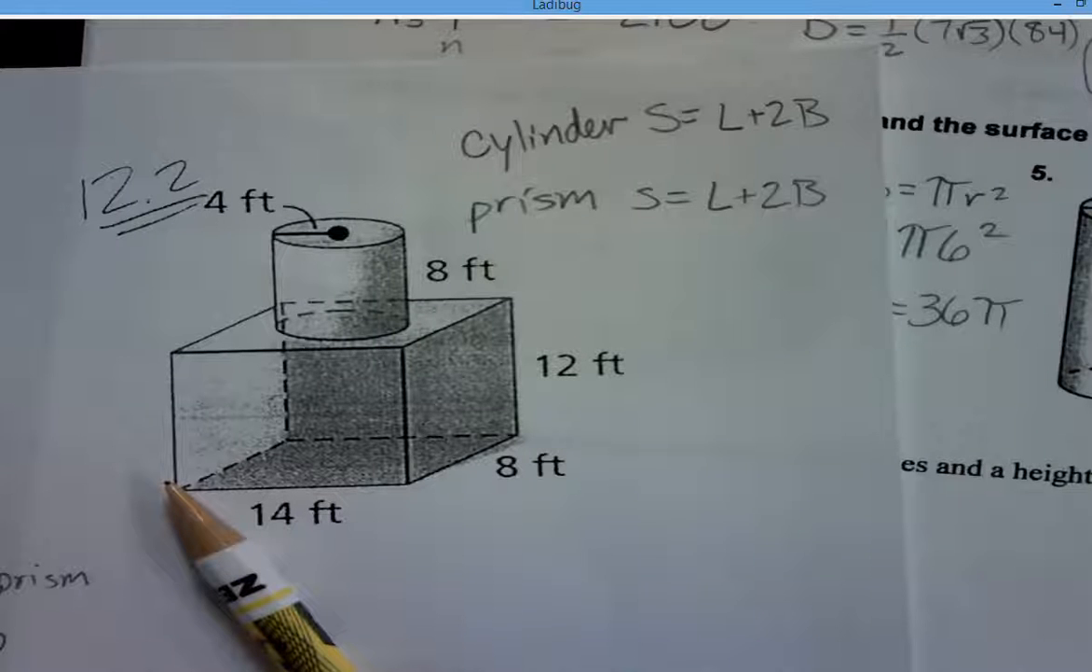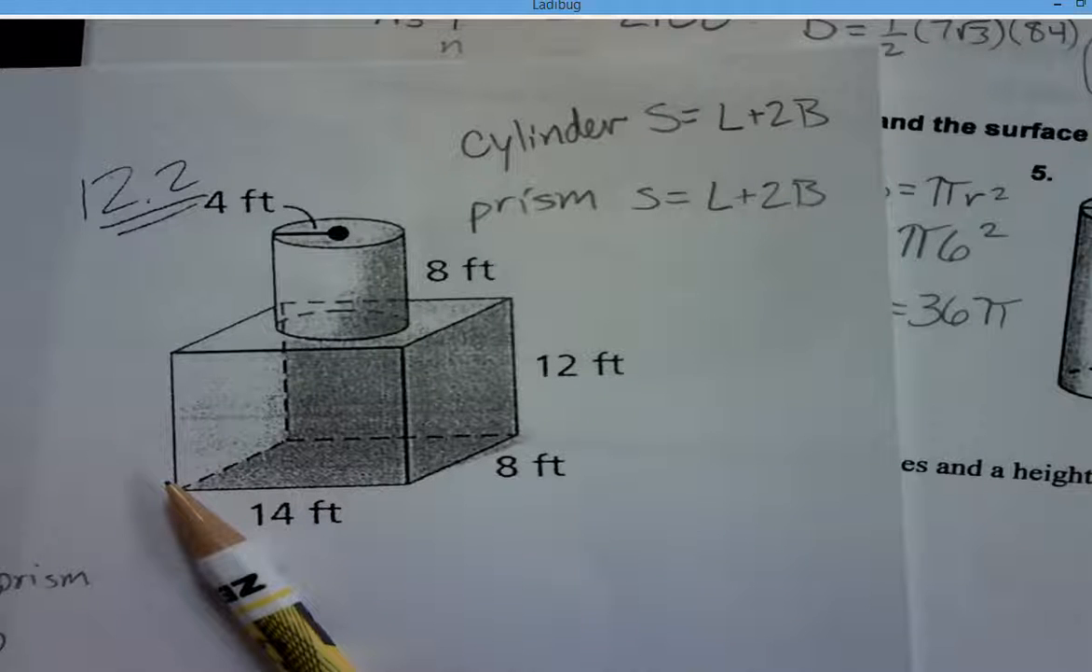What on this cylinder is being covered up? A portion of the bottom. How much of the bottom? The whole base, right? So we can take away one base of the cylinder. Okay, what is being covered up on the prism? Focus on the prism only.